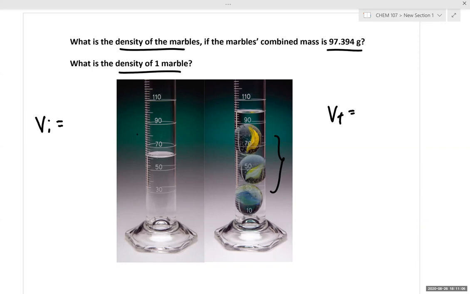And really pay attention to getting an accurate volume reading. Always make sure to figure out the value of each of these little tick marks. That's my major hint to you.